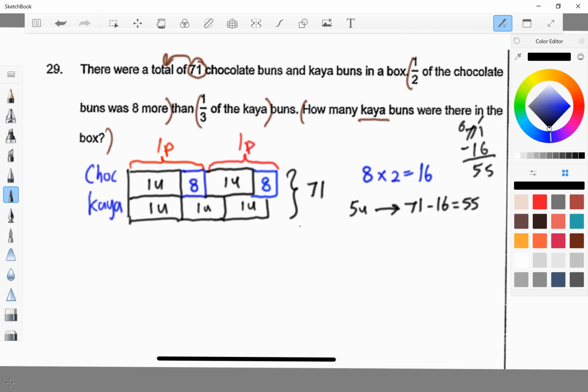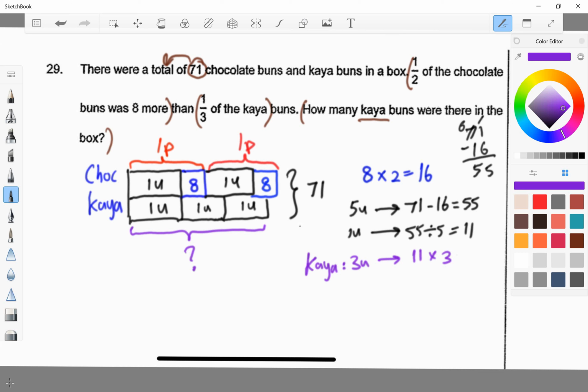And I'm done. So we need to always find out what's 1 unit. And in this case, 5 units is 55. 1 unit has got to be 55 divided by 5, and that leads us to 11. And last but not least, the question requires us to find kaya. And kaya buns, as you can see from my model, has got to be 3 units. Since I do not know what it is, I will indicate a question mark for the model. So kaya has got to be 3 units, and it will just be 11 multiplied by 3, and my final answer will be 33.